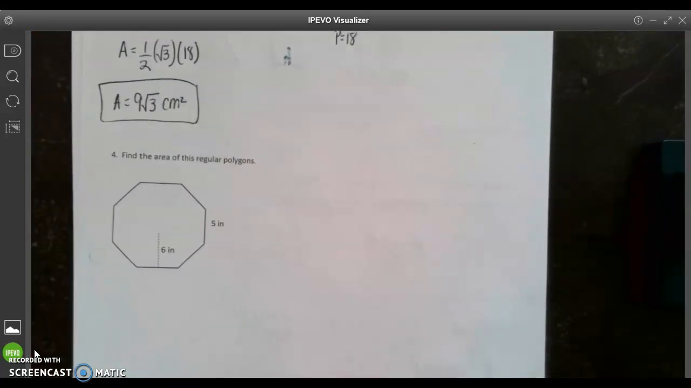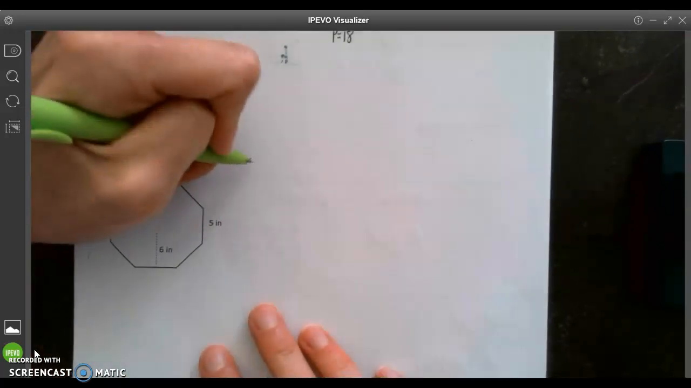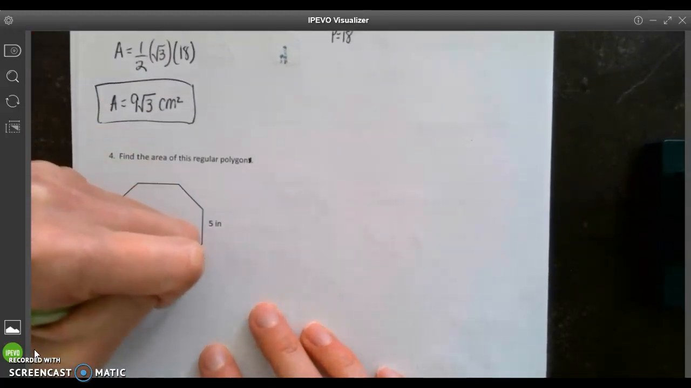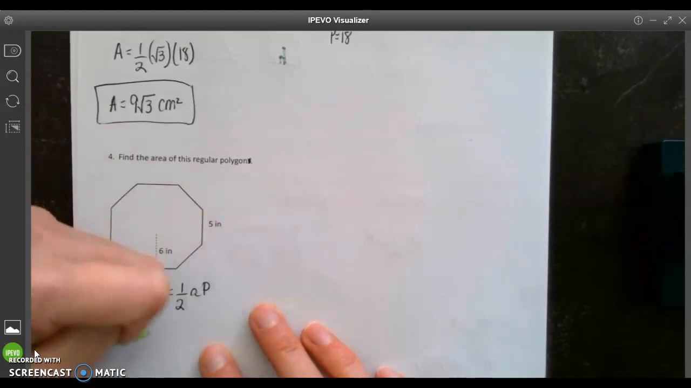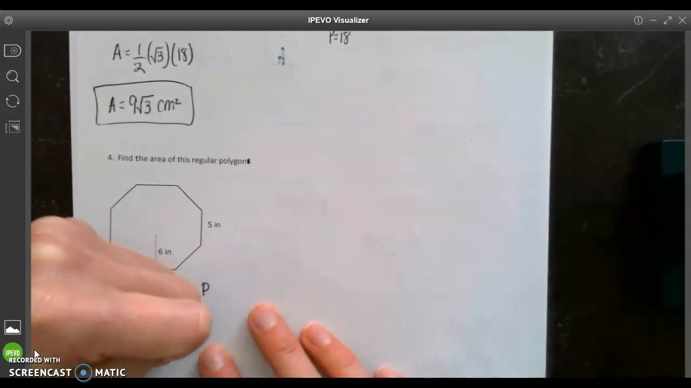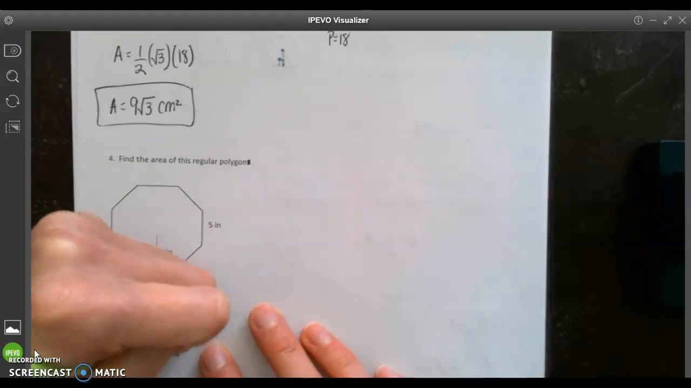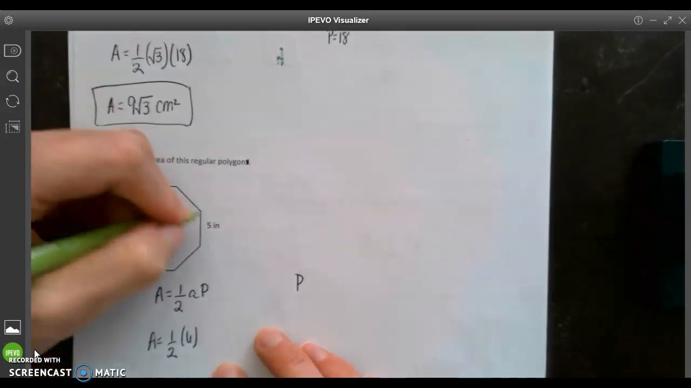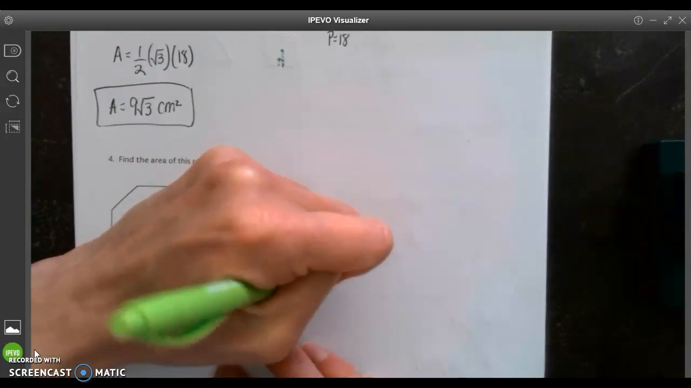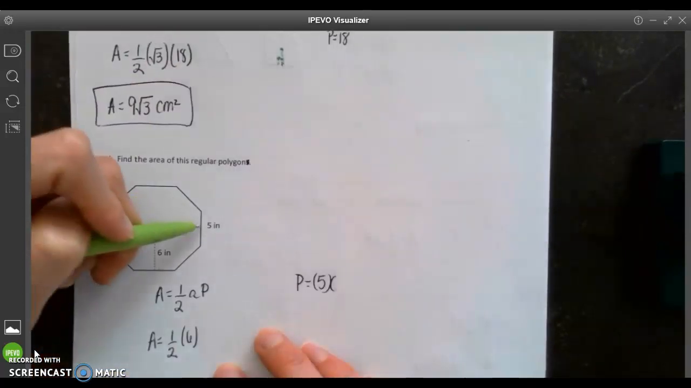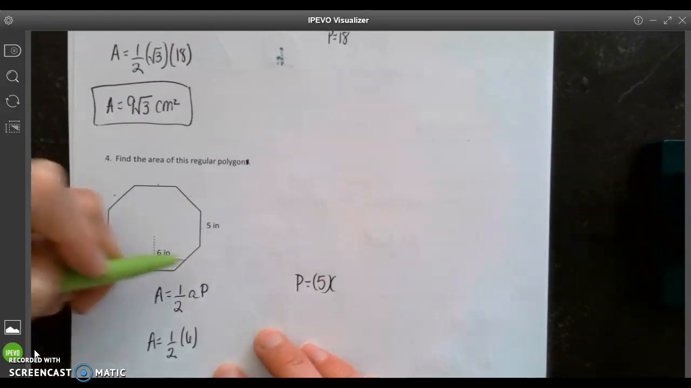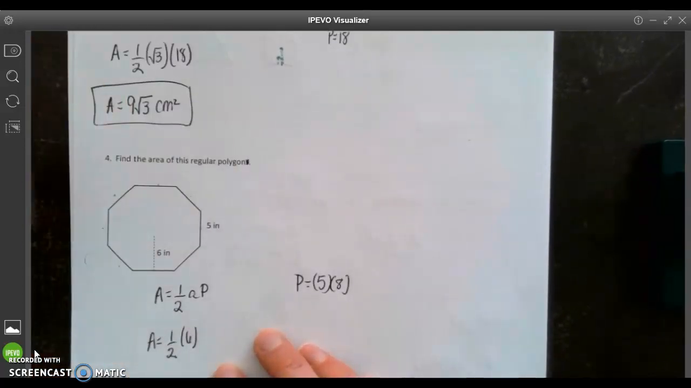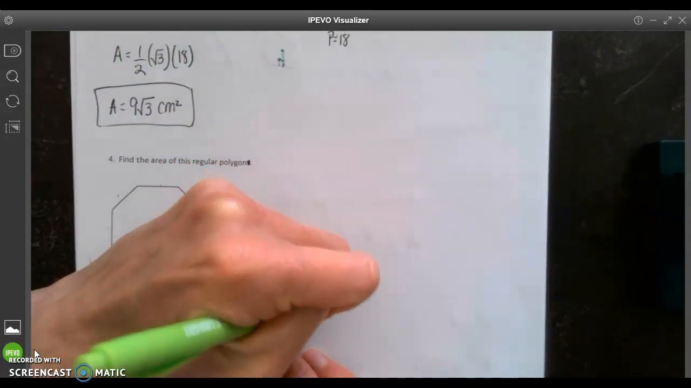The last problem in the notes, find the area of this regular polygon. So we have area equals 1/2 apothem times perimeter. So 1/2, our apothem is 6. Our perimeter, our side length is 5. And we have 1, 2, 3, 4, 5, 6, 7, 8 sides. It didn't tell us what kind of figure we had, so we had to count up the sides. So our perimeter is 40.